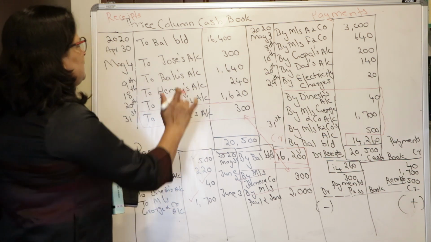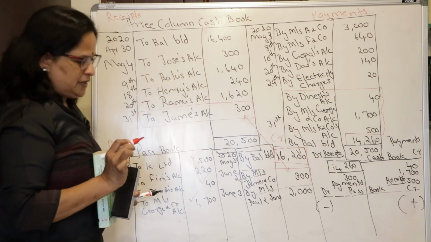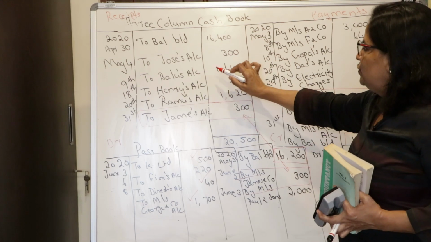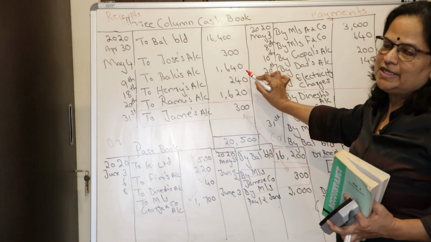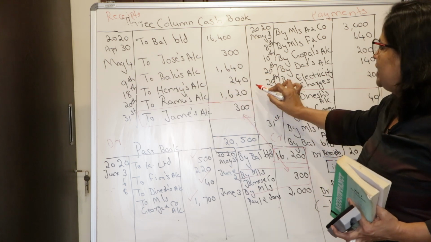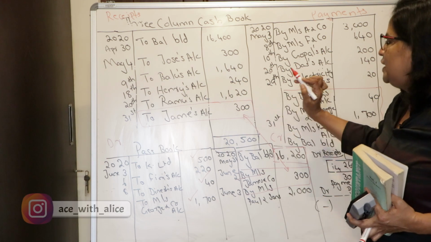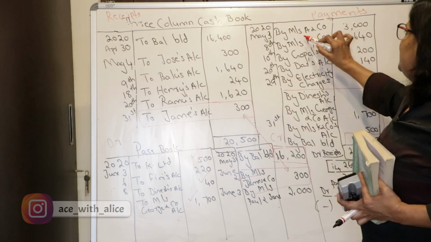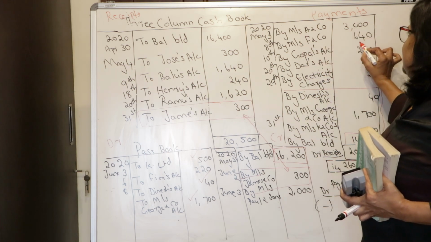If you see this 3-column cash book, to balance brought down 16,400. To Joe's account 300. To Balu's account 1,640. To Henry's account 240. To Ramu's account 1,620. To James' account 300. Now by Messrs. A and Company 3,000. By Messrs. F and Company 640.